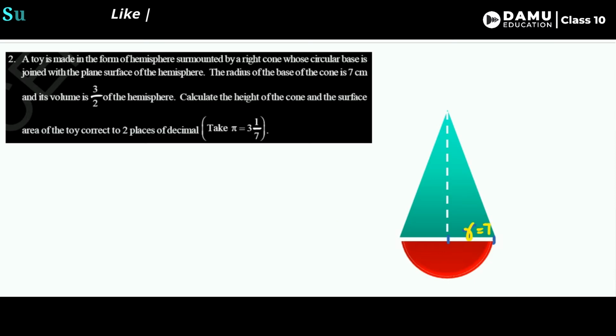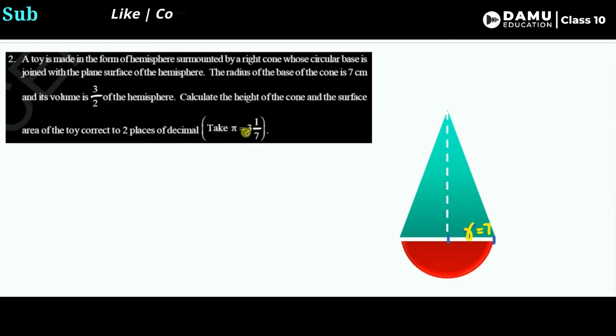Then what is the next one? So the next one is, its volume is 3 by 2 of the hemisphere. Calculate the height of the cone and the surface area of the toy correct to two places of decimals. Take pi equal to 3 1 by 7.